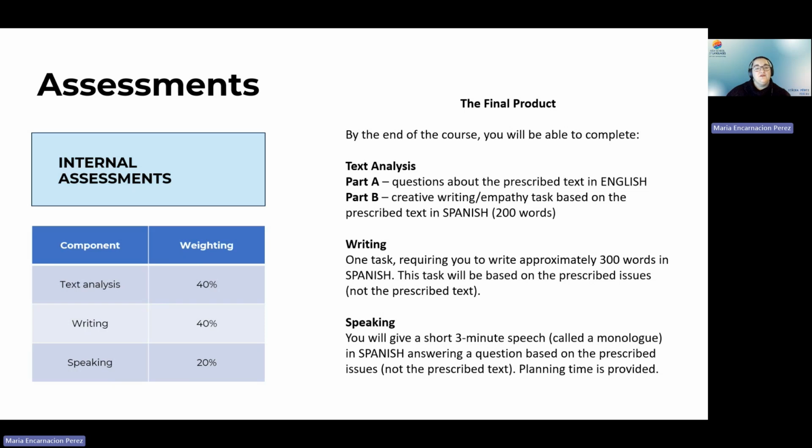For part B, you'll be creative writing from the point of view of one of the characters, and you'll be doing this in Spanish. For writing, you'll be required to write approximately 300 words in Spanish on the prescribed issues, which we'll explore shortly. And speaking, you'll be giving a 3-minute speech called a monologue, where you talk about the prescribed issues. The planning time for that is 7 minutes. We'll go into more details shortly.